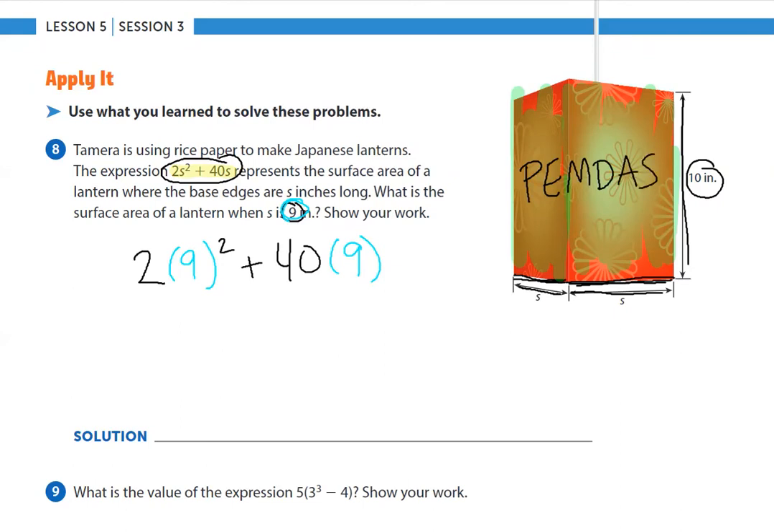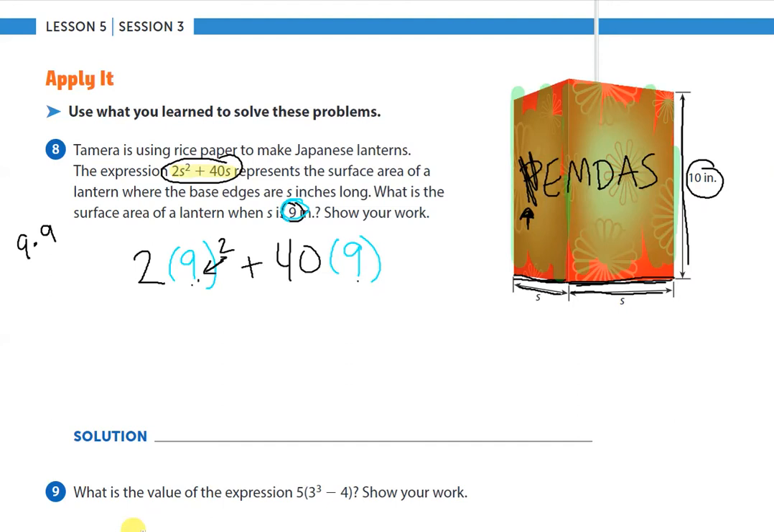Okay, now remember when we start with P for PEMDAS, that means operations inside the parentheses. We have parentheses here, but there are no operations to do inside. There's just a 9 in there, so we don't have to do that. We're going to do the exponent first, and the exponent goes with that 9. So we've got to square the 9. 9 times 9 is 81.